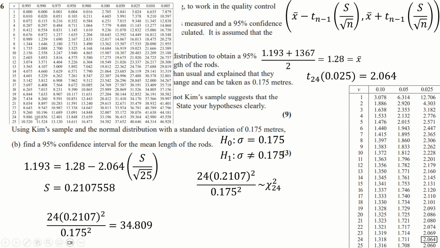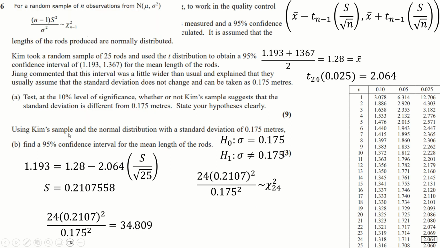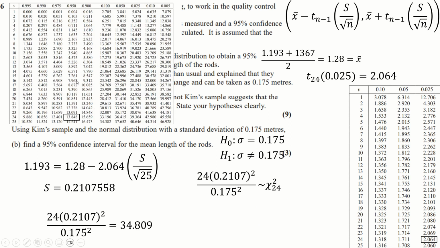We've got V is 24, and it's a two-tailed test at 10%. So we're looking for 0.95 as our top end and 0.05 down here as our bottom end. That would be this and that. We can see here that our value sits comfortably within this range, and therefore there's no evidence to reject H0. It's not in the critical region, it's in between the two values we have there. So we're not going to reject H0, we're going to say that standard deviation is still 0.175.